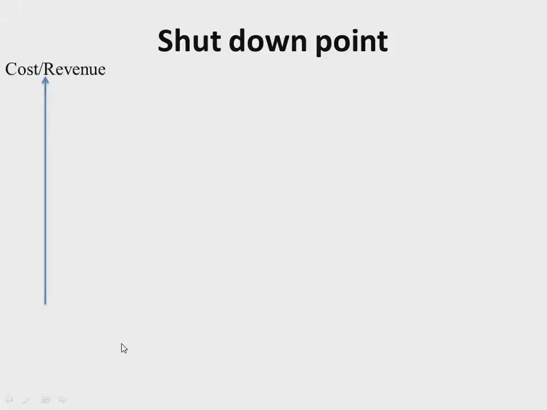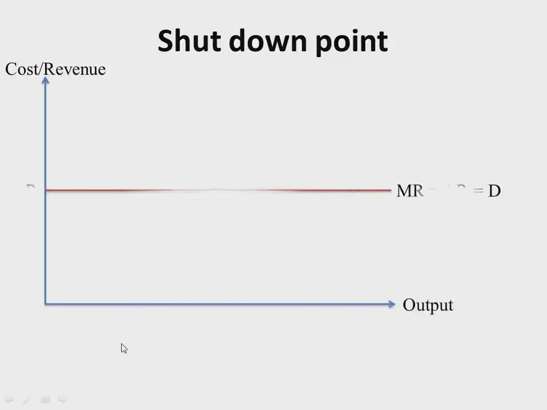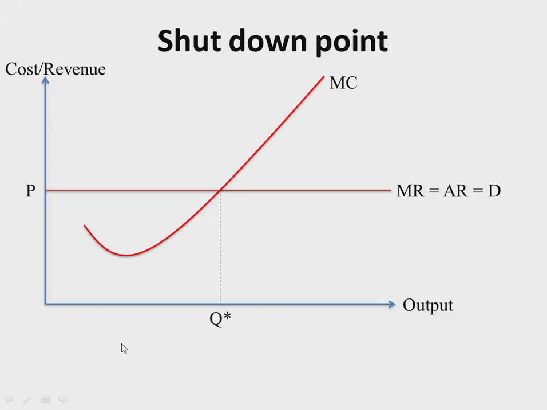With cost and revenue on the vertical axis and output on the horizontal axis, with our perfectly elastic demand curve and an upward sloping marginal cost curve, let's start by drawing our average variable cost curve. So with the average variable cost curve that is tangent to the marginal revenue as well as the marginal cost, we see that at this minimum point, the firm is able to cover all the variable costs. But is this firm making profits or losses? Well, for us to know, we need the average total cost curve.